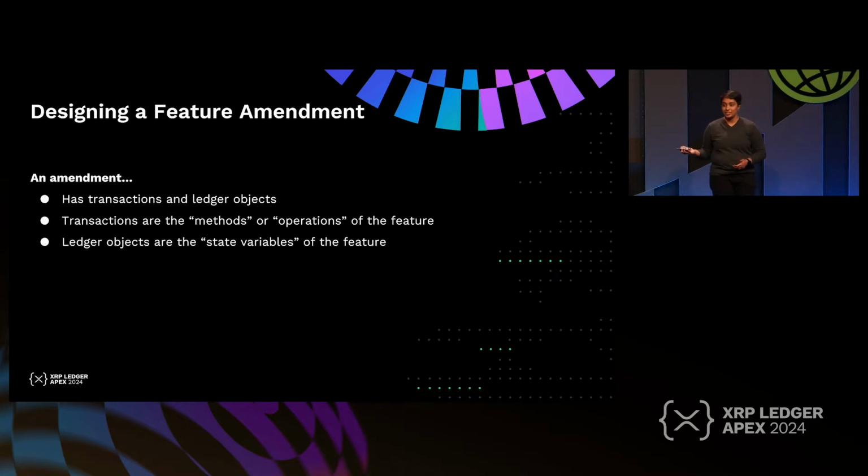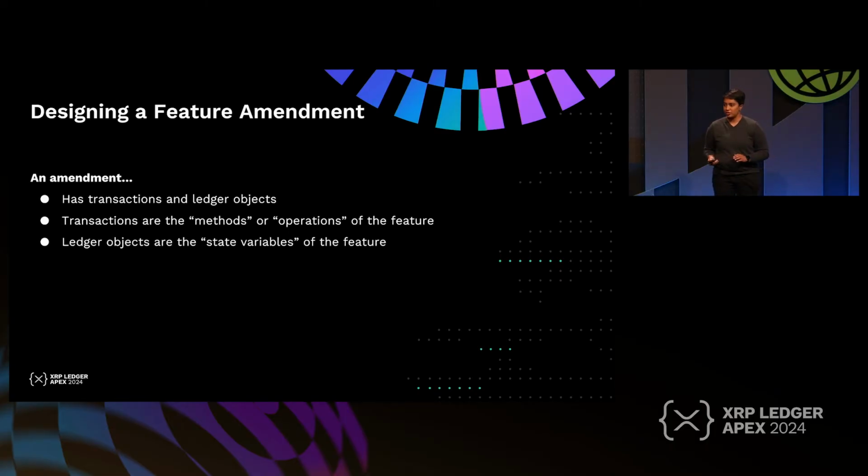So let's take NFTs as an example. For NFTs, the operations you can do are minting and burning, and you can create, cancel, and accept offers as well. So those are your 5 transactions for NFTs. And then there are 2 ledger objects. You've got your NFT pages, which collect up to 32 NFTs, and you have your NFT offers.